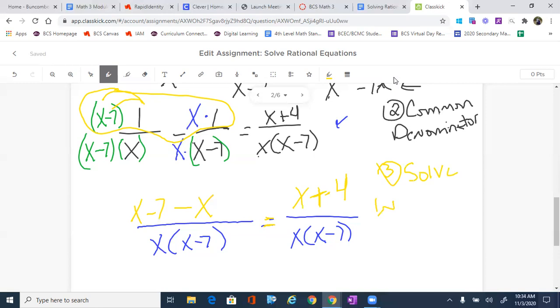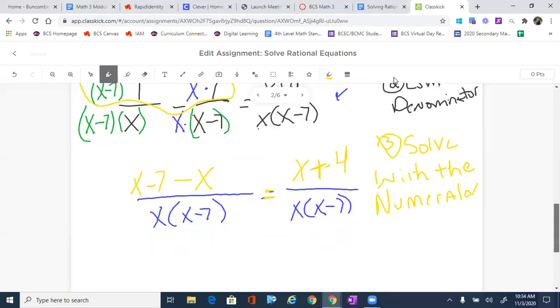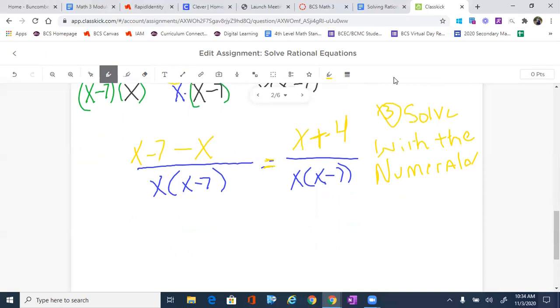Okay, so that is it. All I have to do is take that out and do that piece. So let's circle that out. In that case, let's just work with the numerators. I've got x minus 7 minus x equals x plus 4. Well, I know that x minus x, they're going to cancel out. That leaves me with -7 equals x plus 4.